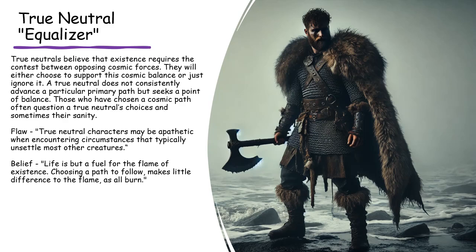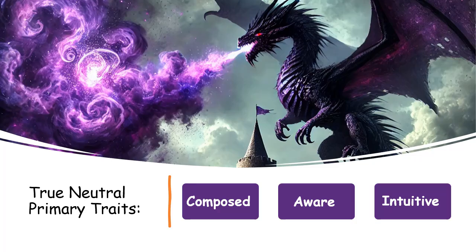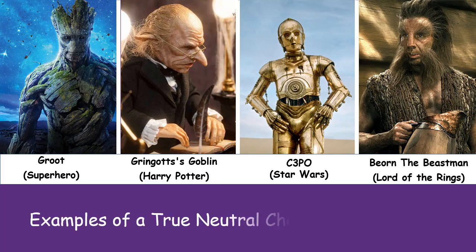Flaw: true neutral characters may be apathetic when encountering circumstances that typically unsettle most other creatures. Belief: life is but a fuel for the flame of existence. Choosing a path to follow makes little difference to the flame, as all burn. True neutral primary traits are composed, aware, and intuitive. Examples of true neutral characters are Groot, Gringotts' Goblin, C-3PO, and Bjorn the Beastman.